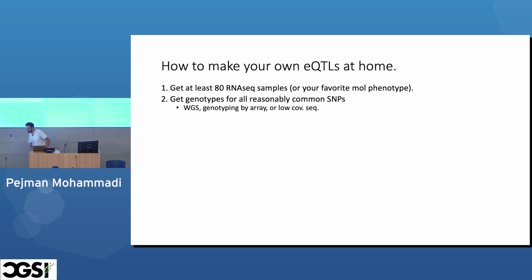And then you would want to get genotypes for some reasonably common SNPs. The rare variants and singletons are not that important here because you cannot find anything for them anyway. Whole genome sequencing would obviously be perfect, but genotyping arrays or some sort of low coverage sequencing plus imputation would work too. That was, for example, what Abraham Palmer did in the collaboration we had for rats, where they didn't have a good genotyping array.